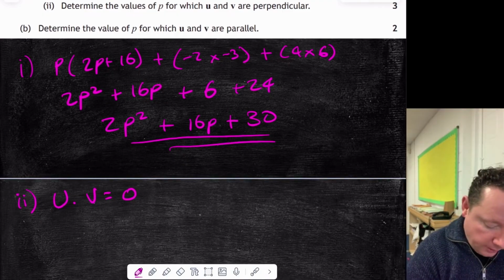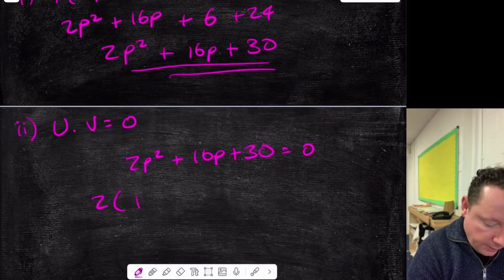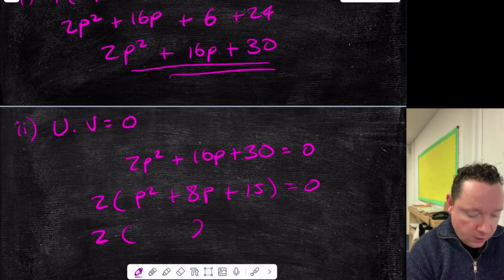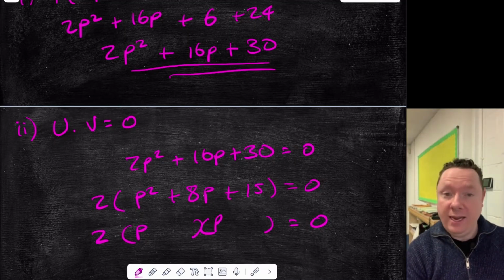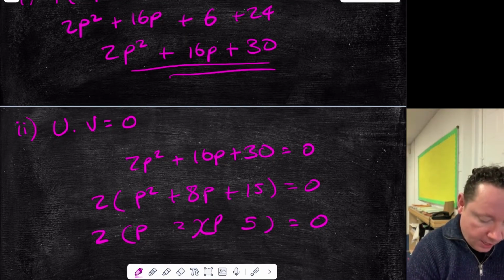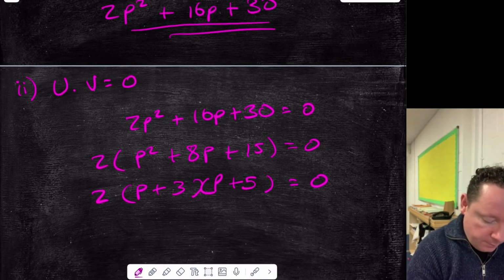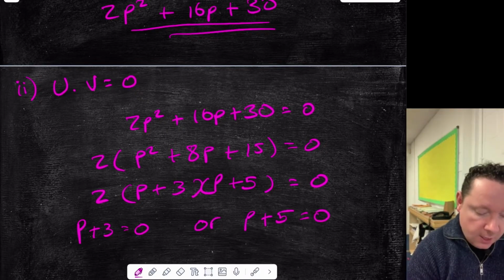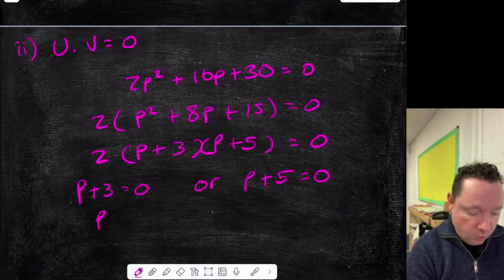So u dot v equals 0 means I can write 2p squared plus 16p plus 30 equals 0. Take 2 out as a common factor, p squared plus 8p plus 15. So that's a quadratic. So from National 5 Maths, I'm looking for double brackets probably. Two numbers that times together to make 15, but add together to make 8. Well, that's 5 and 3. So it's plus 5 and plus 3. So that means that p plus 3 equals 0 or p plus 5 equals 0. Solving both of the equations, we get p equals minus 3 or p equals minus 5.